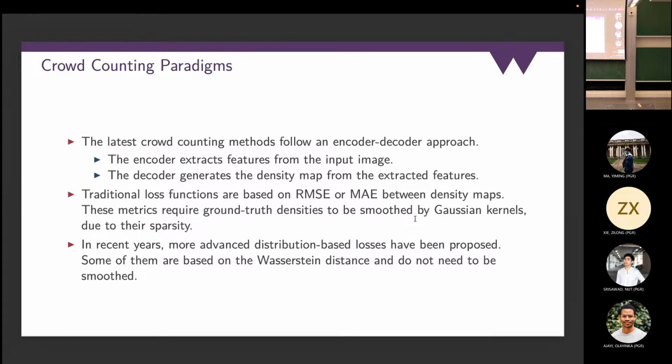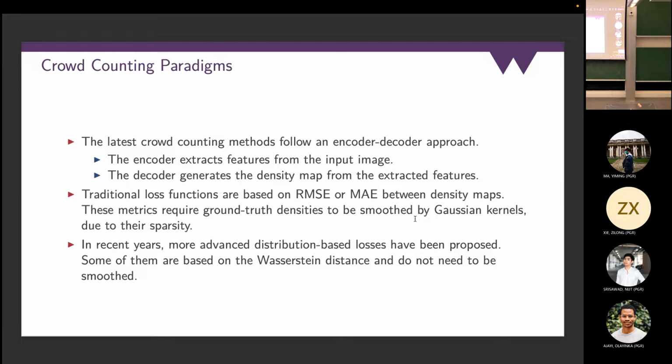For the schemes of crowd counting, most approaches, just as I said, are based on autoencoder structures. For the training loss functions, traditionally people use MSE, mean squared error, or mean absolute error between density maps. But just as I said, the density maps are extremely sparse, so training in practice can be very, very difficult. As a result, people usually use Gaussian kernels to smooth the density maps.